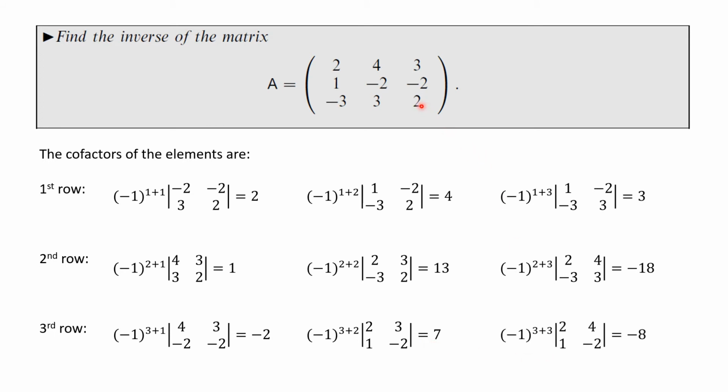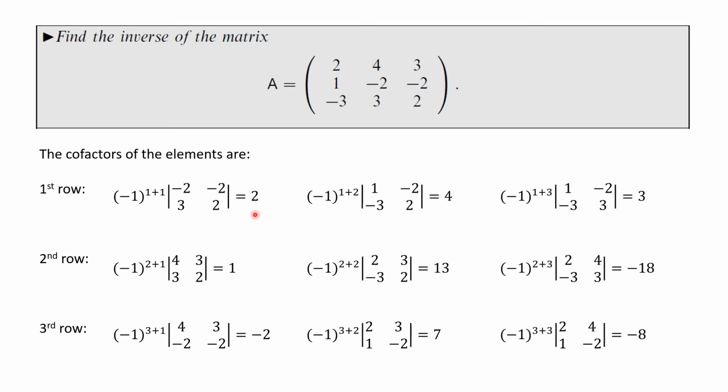For your A33, which is our last element, we have negative 1 raised to 3 plus 3 times the determinant of the square matrix composed of your 2, 1, 4, and negative 2. Negative 1 raised to 6 is equal to 1 times the determinant of the square matrix. We get a cofactor that's equal to negative 8. So these are the cofactors of our elements of matrix A.